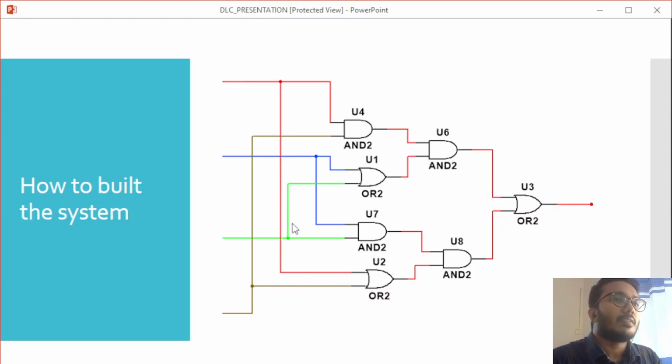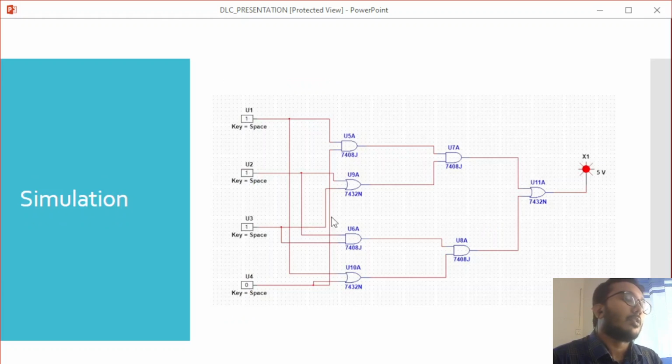And then the outputs of the first AND gate and OR gate were added to the third AND gate, and the outputs of the second AND gate and OR gate were added to the fourth AND gate. And then finally the third AND gate and fourth AND gate were added to the third OR gate. So that's how we build the system, and this is our simulation here.